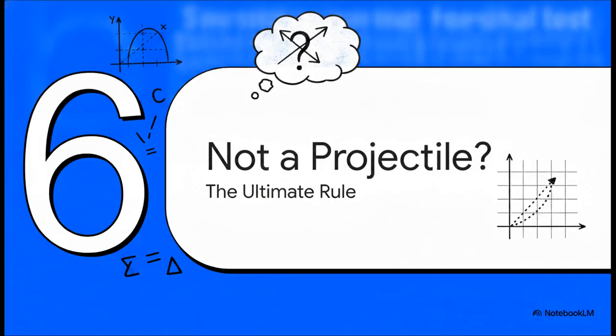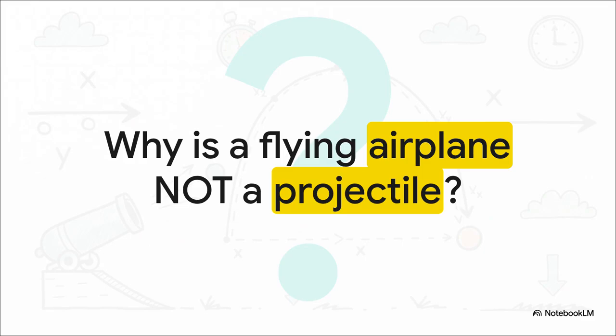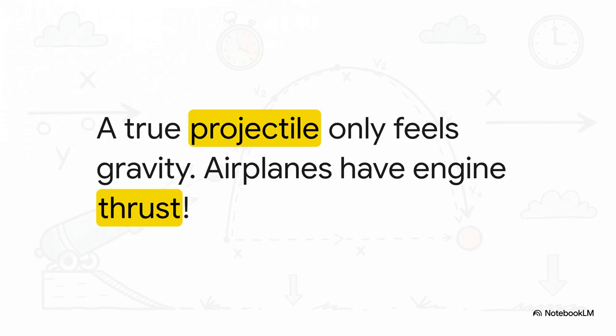And that brings us to our final stop. Section 6, when projectiles aren't projectiles. The ultimate rule. I actually want to pose a question directly to you right now, just to test if you've truly grasped the foundational definition we've been relying on this entire time. Really think about it. An airplane is flying through the air, right? It's moving horizontally, and it's definitely being pulled down by gravity. So why is an airplane moving through the air not an example of projectile motion? Take a second.